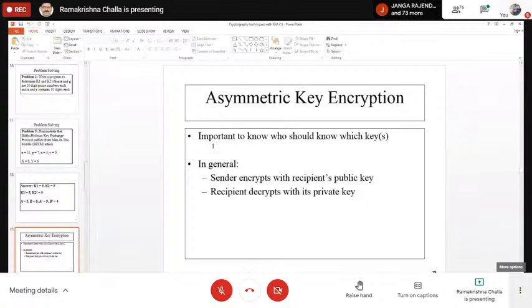Okay, the crux is that in asymmetric key cryptography, each user will have 2 keys, a key pair, right? Suppose I am Ramakrishna, I am one user, I'll have 2 keys. Dr. Sangram is another user, he will have 2 keys, right? Similarly, Pawan Kumar, who is one of the participants, is also another user, and he'll have 2 keys. So like that, every user will have 2 keys. Of those 2 keys, one key is public, the other key is private or secret.